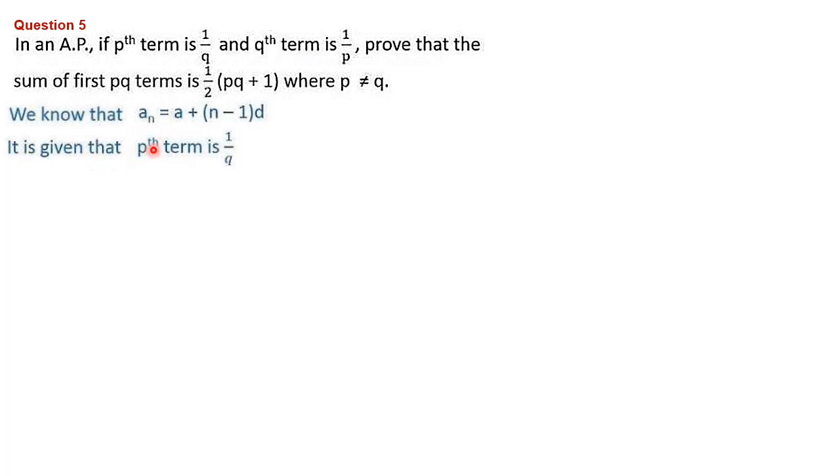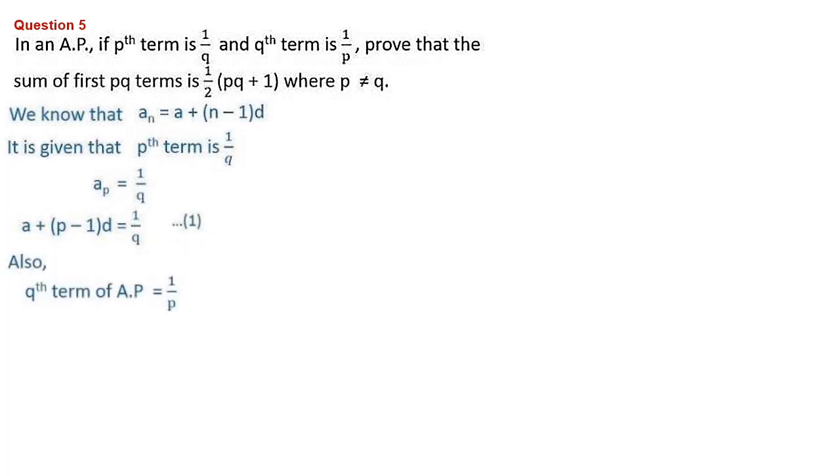It is given that the pth term is 1 by q. That means for the AP, the nth term an we represent. So for the pth term, replace n, put p. So ap is equal to 1 by q. For an, a plus n minus 1 into d; instead of n, we put p. So a plus p minus 1 into d is equal to 1 by q. Label it as equation number 1.